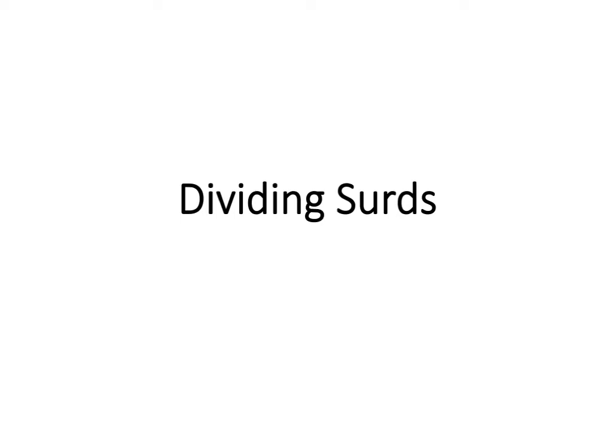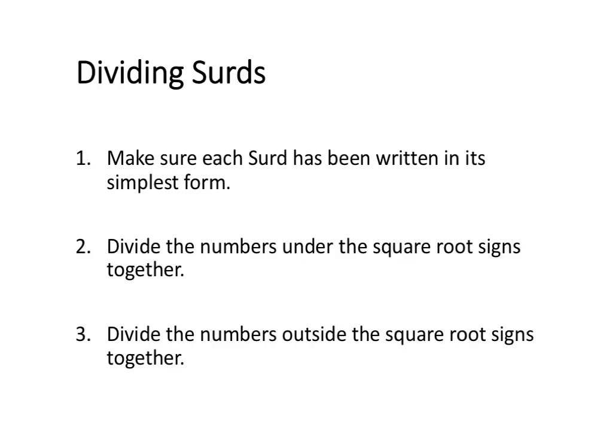In this video, we're going to have a look at how to divide expressions that involve surds. So the first step is to make sure that each surd in the expression has been written in its simplest form. If it hasn't been written in the simplest form, you need to go ahead and simplify it before you can continue.